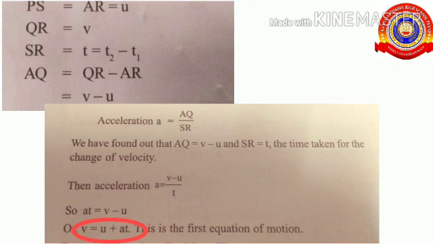So, v minus u by t is what? Yes, that is acceleration that we already studied in our 8th standard. We have found that AQ equals v minus u and SR equals t, the time taken for the change of velocity. Then what is acceleration? a equals v minus u by t. By cross multiplying we get at equals v minus u. Then by rearranging the equation we will get v equals u plus at. So this is the first equation of motion.